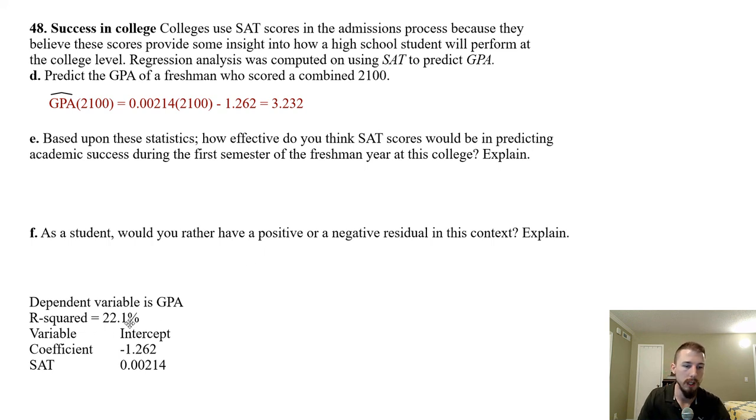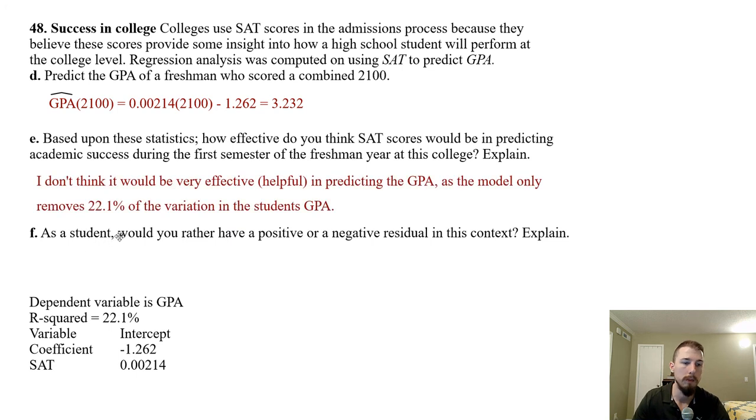So in this case, only 22.1% is rough, right? Only 22.1% of the variation in the GPA can be accounted for by the model using the SAT. So the remaining 77.9% of all the variation in GPA is based on something else. We don't know what it is. So I don't necessarily think it'd be very helpful or effective in predicting the GPA, as the model only removes 22.1% of the variation in the student's GPA.